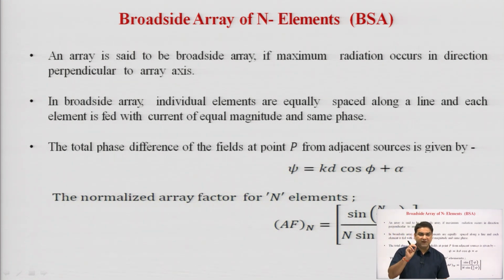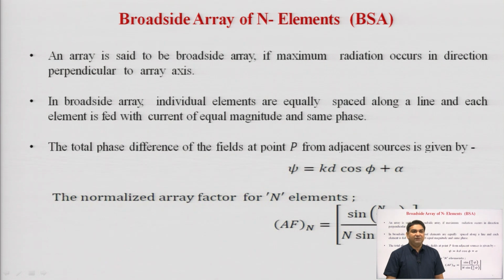the phase factor psi, the total phase difference of the fields at distant point phi from adjacent sources, is given by psi equal to k d cos phi plus alpha. Then in the broadside array case this alpha is always 0, because all the elements are excited with the same magnitude and same phase. So, there is no phase difference in the currents, but the phase difference due to their spacing will always be reflected in terms of k d cos phi.